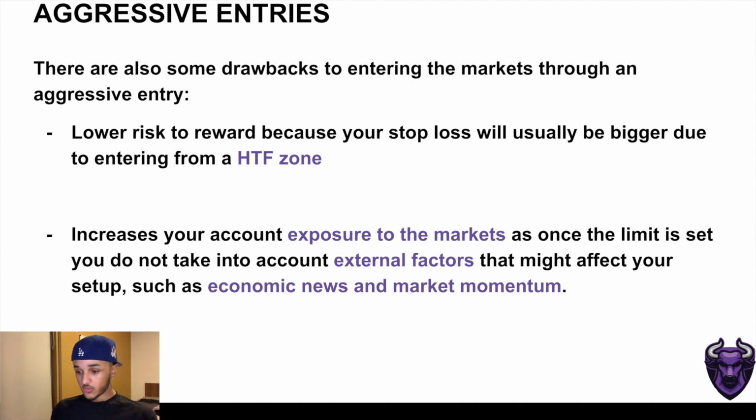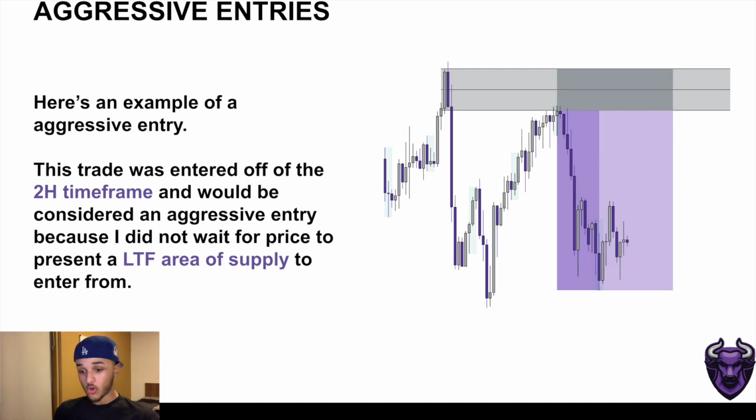If we move on, here's an example of an aggressive entry. This is actually CADJPY on the 2-hour time frame. This would be considered an aggressive entry as it was entered off the higher time frame. Also it'd be considered aggressive because there was no extra confirmation present in order for me to actually enter this trade. As you can see, price mitigated this 2-hour area of supply and then we saw a nice push to the downside.